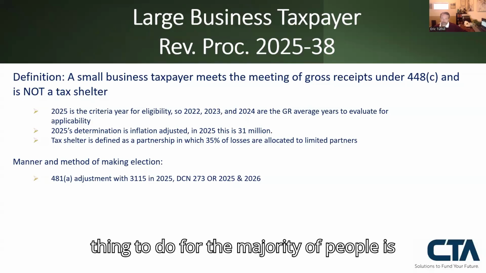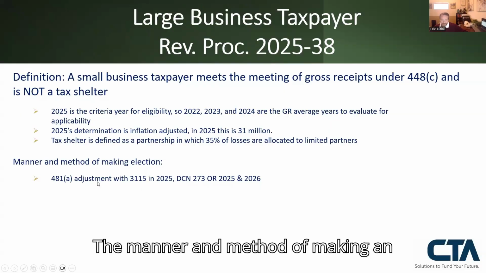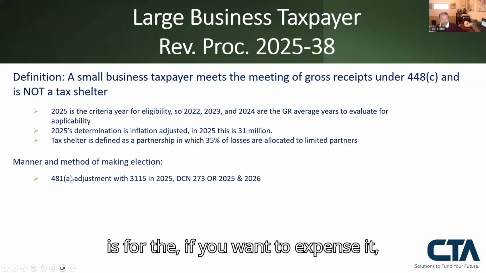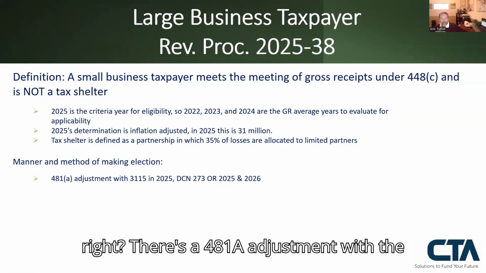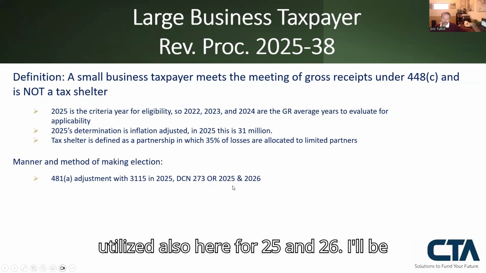So the best thing to do for the majority of people is going to go for 2025 and hit it from there, right? The manner and method of making an election here, and this is for if you want to expense it, right? There's a 481(a) adjustment with the Form 3115. The DCN is 273, right? And I think the 273 is utilized also here for 25 and 26.